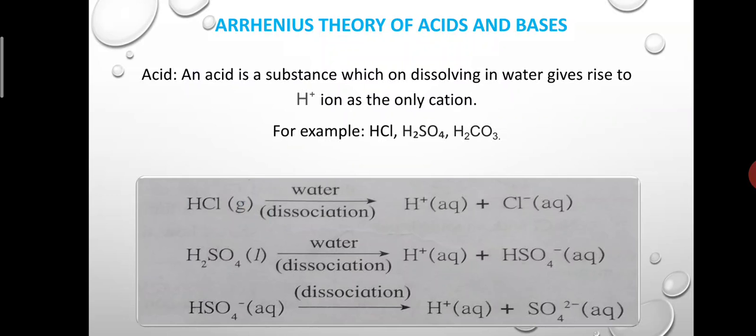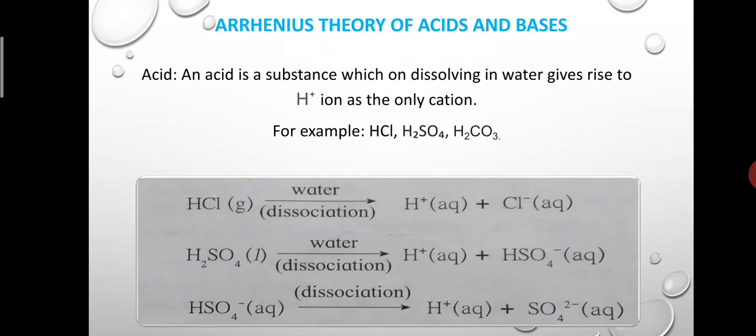Arrhenius theory of acids and bases. The Swedish scientist Arrhenius put forth a theory of acids and bases in the year 1887. This theory gives definitions of acids and bases as follows. Acid. An acid is a substance which on dissolving in water gives rise to H plus ion as the only cation. For example, hydrochloric acid, sulfuric acid, and carbonic acid.